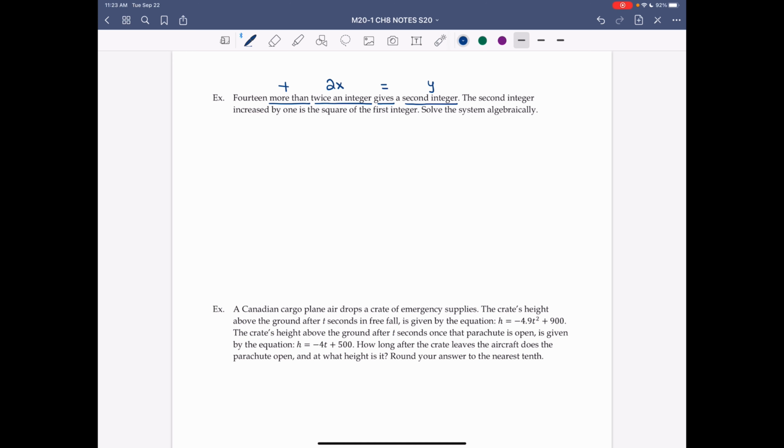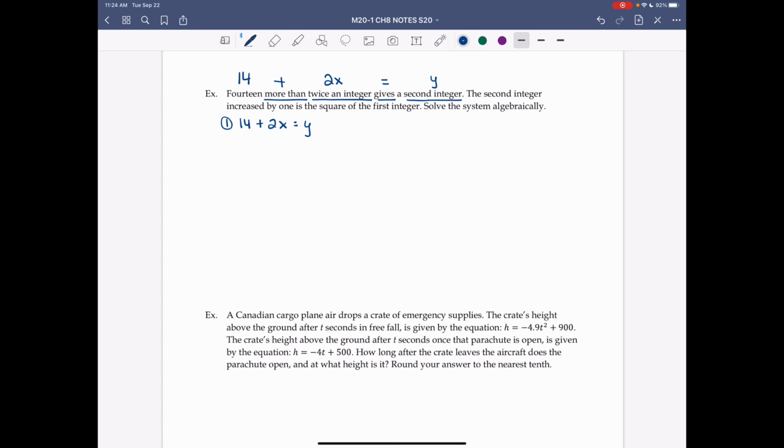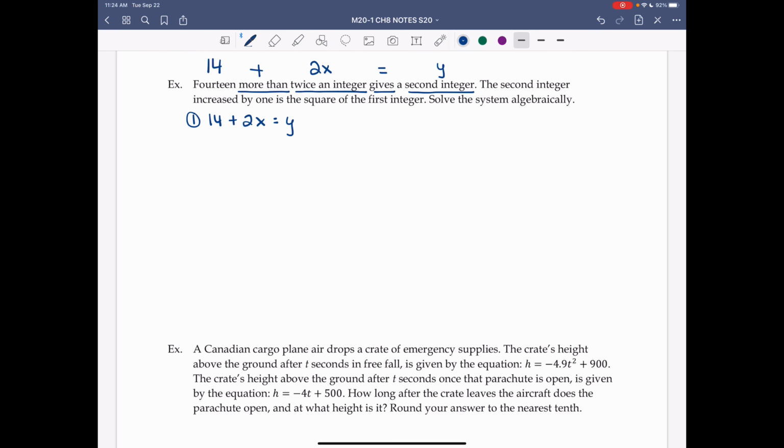So that would be one equation. We have 14 more than twice an integer is equal to our second integer. So 14 plus 2x equals y. Let's write that down. 14 plus 2x equals y. Next one, the second integer increased by 1 is the square of the first integer. Our second integer we said was y. We have to stay consistent with that.